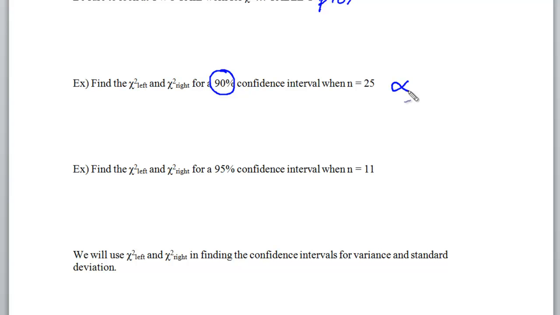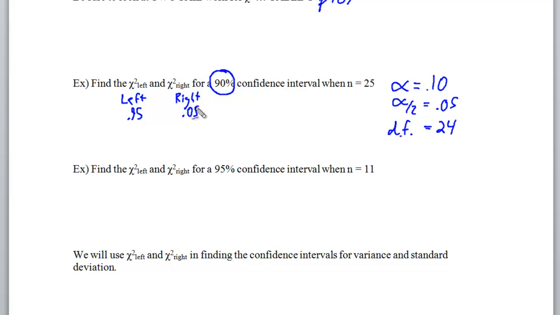So let me do a little scratch work paper here. The alpha is 0.10 since we want a 90% confidence interval. Alpha divided by 2 is 0.05, and our degrees of freedom is 24, because we're going to go n minus 1 for this chart. Now, our chi-squared left, we're going to look at 0.95, and our chi-squared right is going to be 0.05. Now this is backwards to what you're normally doing.